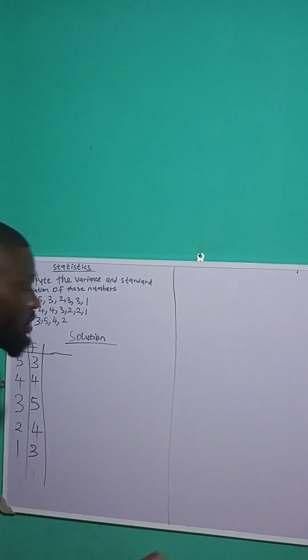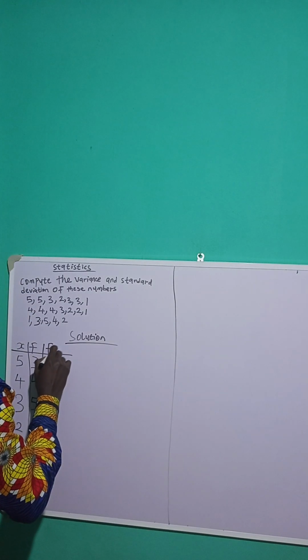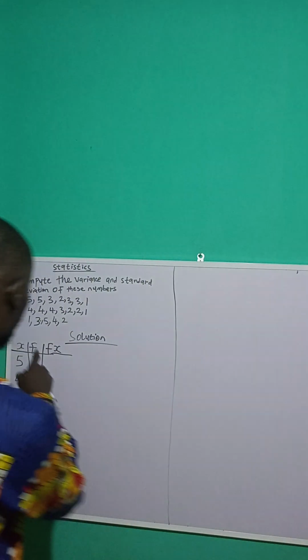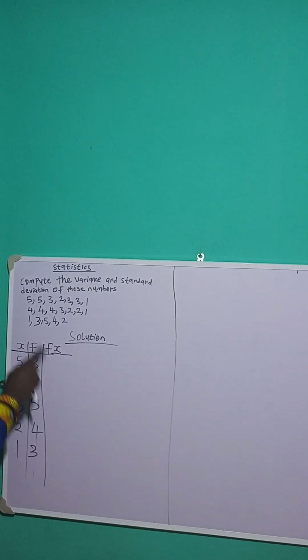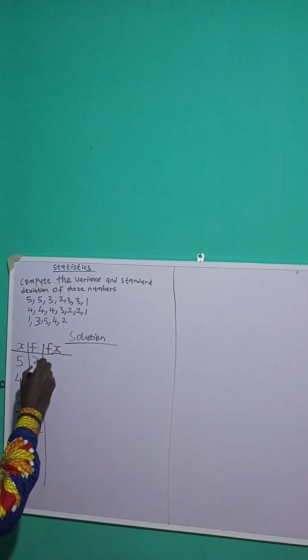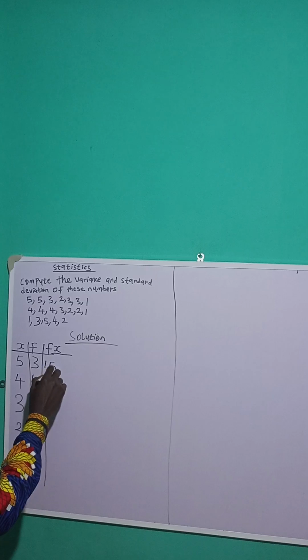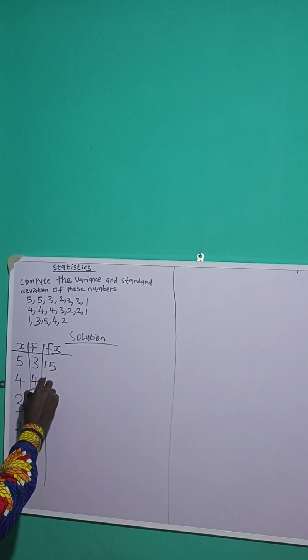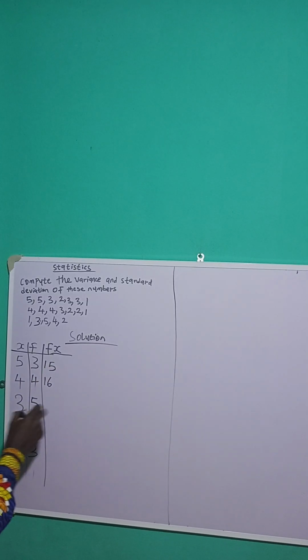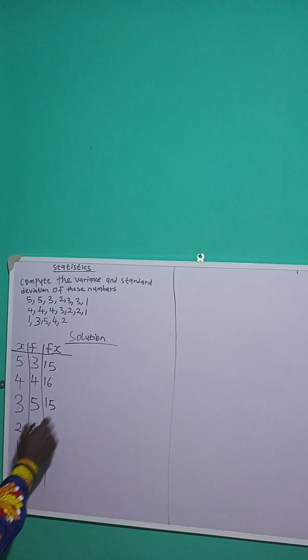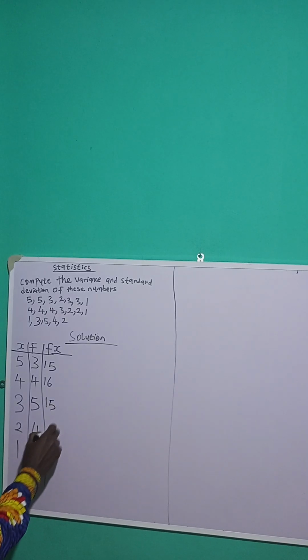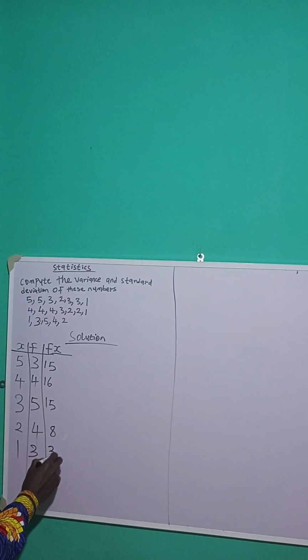So after that, the next one we have is fx. fx is frequency multiplied by raw score. Let me show you. This multiplied by this, that's fx. 3 multiplied by 5 is 15. 4 multiplied by 4 is 16. 5 multiplied by 3 is 15. 4 multiplied by 2 is 8. And 3 multiplied by 1 is 3.